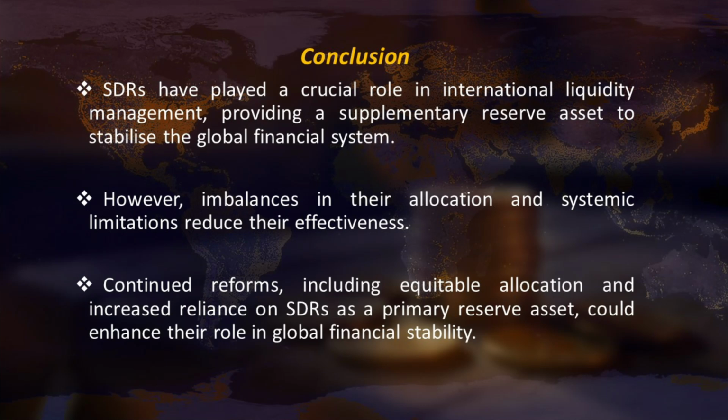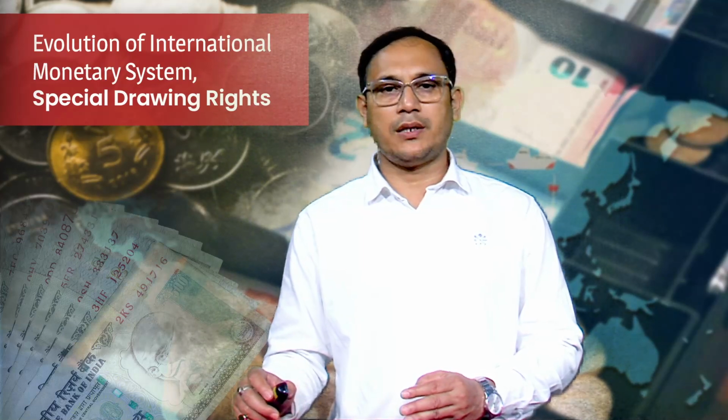That is why the IMF has also introduced lots of reform measures. These reform measures, including equitable allocation and increased reliance on SDR as a primary reserve asset, could enhance their role in global financial stability.